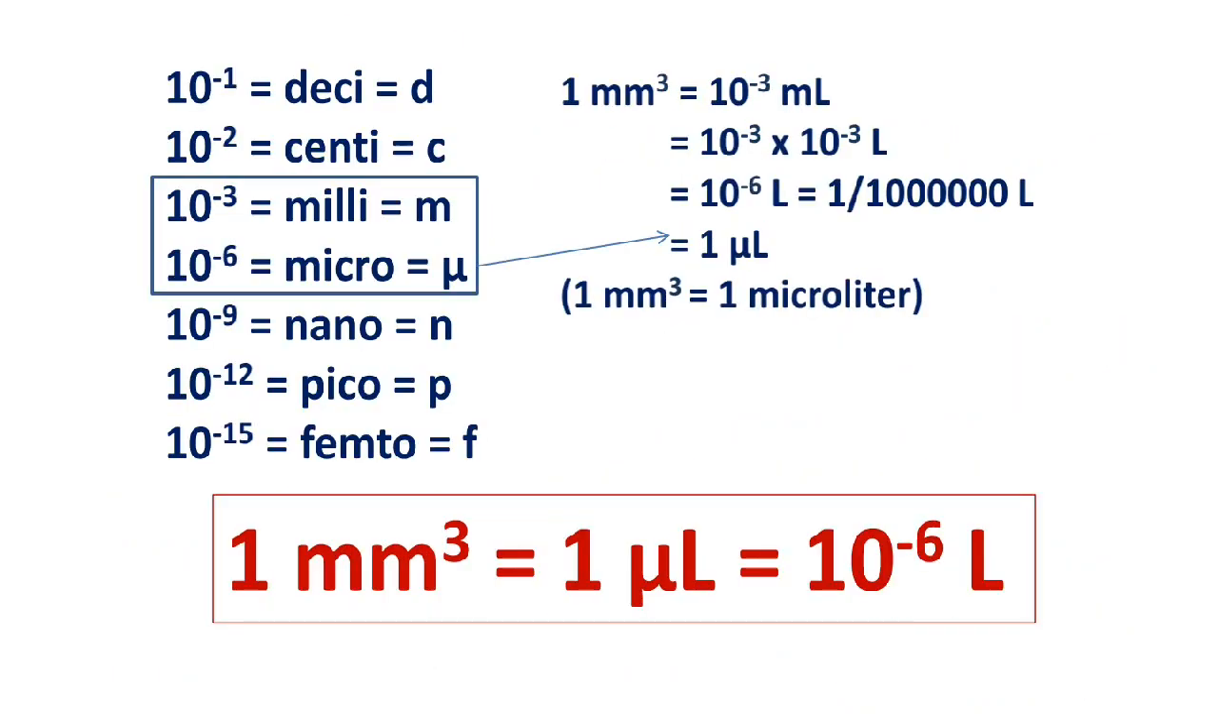As a general rule, 10 raised to minus 3 is milli, and 10 raised to minus 6 is micro, thus 1 cubic millimeter is equal to 1 microliter, that's 1 millionth of a liter. And it really represents a very small volume. So 1 cubic millimeter, 1 microliter, and 10 raised to minus 6 liter, all are just the same.